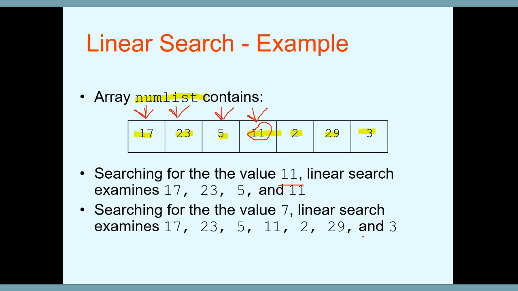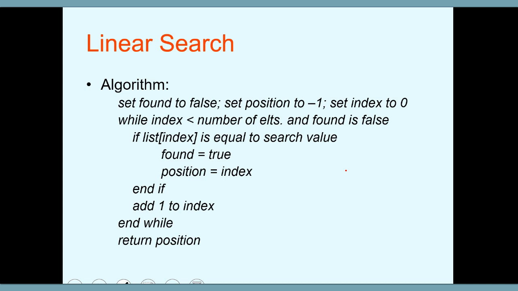Everyone understand that? Searching for the 7, which, by the way, is not in the array, then linear search would examine the 17, the 23, the 5, the 11, the 2, the 29, the 3, and once we reach the end of the array and haven't found it, what do we return? -1, yeah. For the 11, we'll return what? Close, really close. Yeah, good call. And that's the idea of returning: we want to return where in the list it is. So it's the fourth element, so return 3.